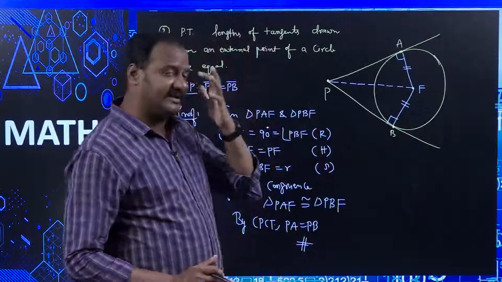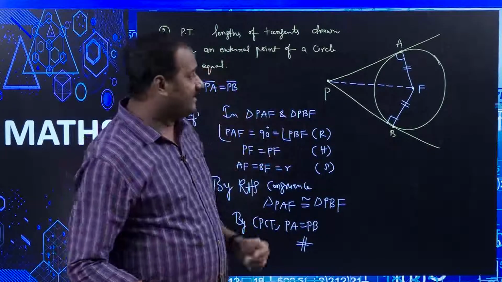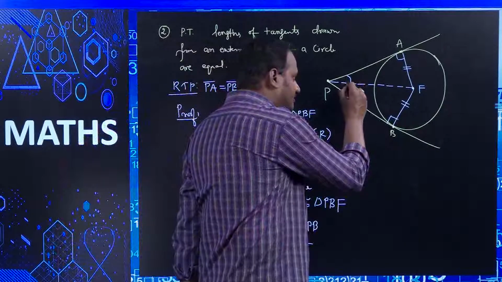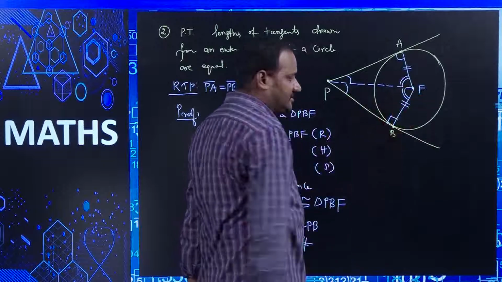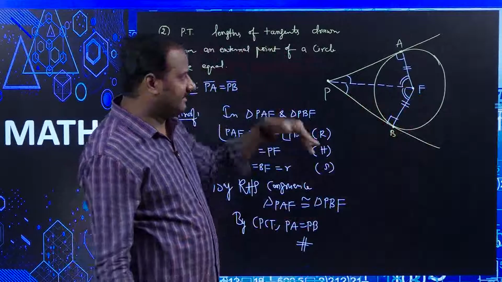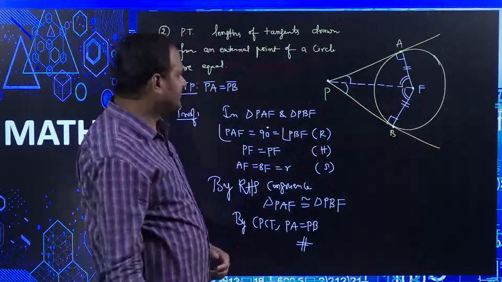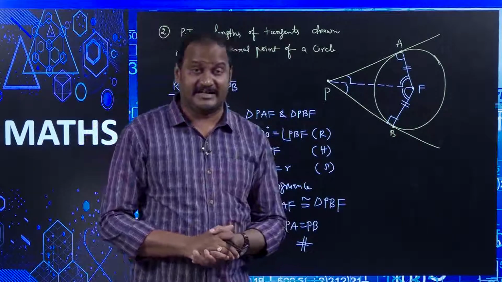And from these two triangles we can extract a few more things, which are very useful. By CPCT you can say that this angle is equal to this angle and this angle is equal to this angle also. We are going to prove that in the next property of tangents of a circle, right? Hope you understand. This is about a few tangential properties of a circle.